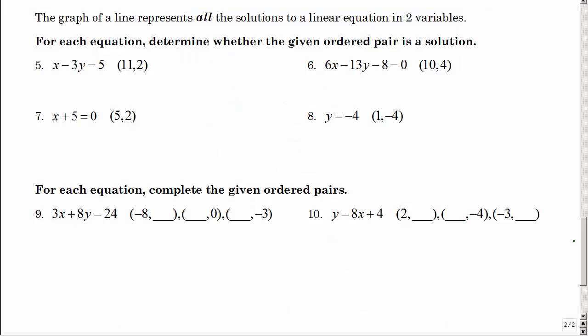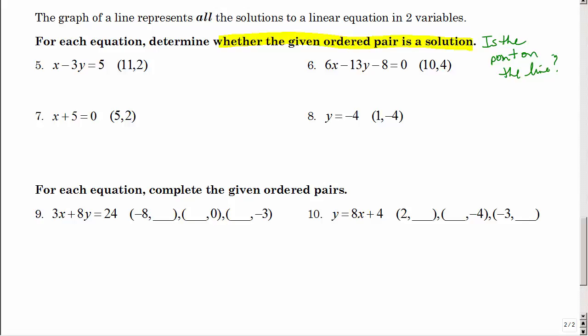Now, instead of pictures, let's do some algebra. We want to know if these points are on the line. No, we're not going to graph them. We're just going to use algebra. So we're going to see whether the ordered pair is a solution. That means, is the point on the line? Now I know you might not know those are graphs of lines, but we will shortly.